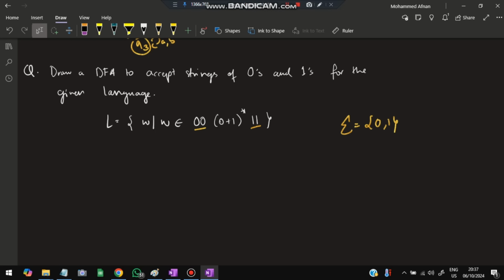And now we are going to write the language. What are the valid strings? 0011 is a valid string. 00111, 00011, 0000 11, 00011, 00111, and so on.